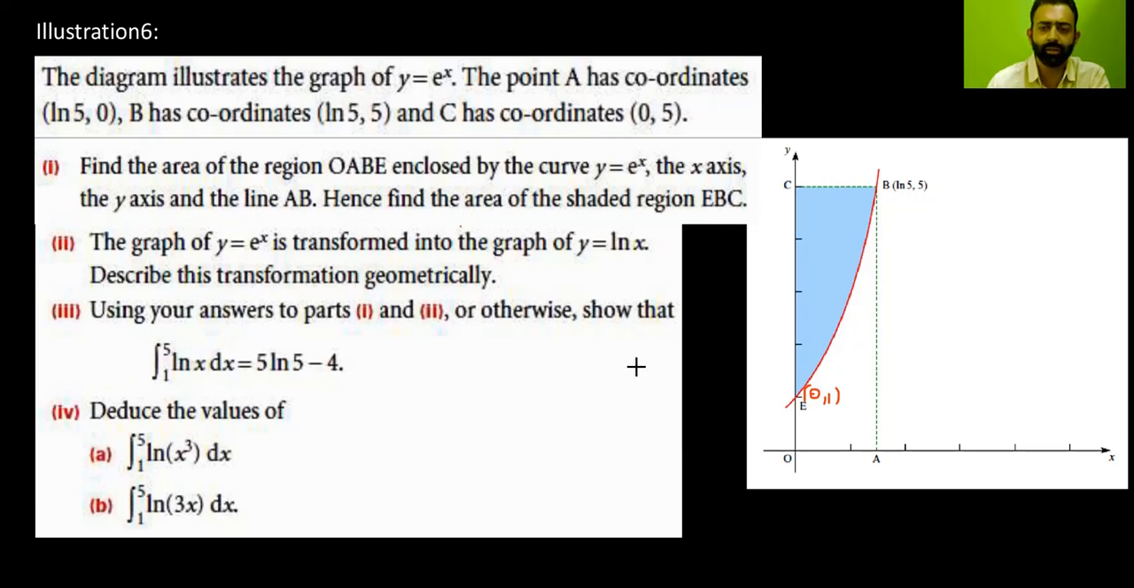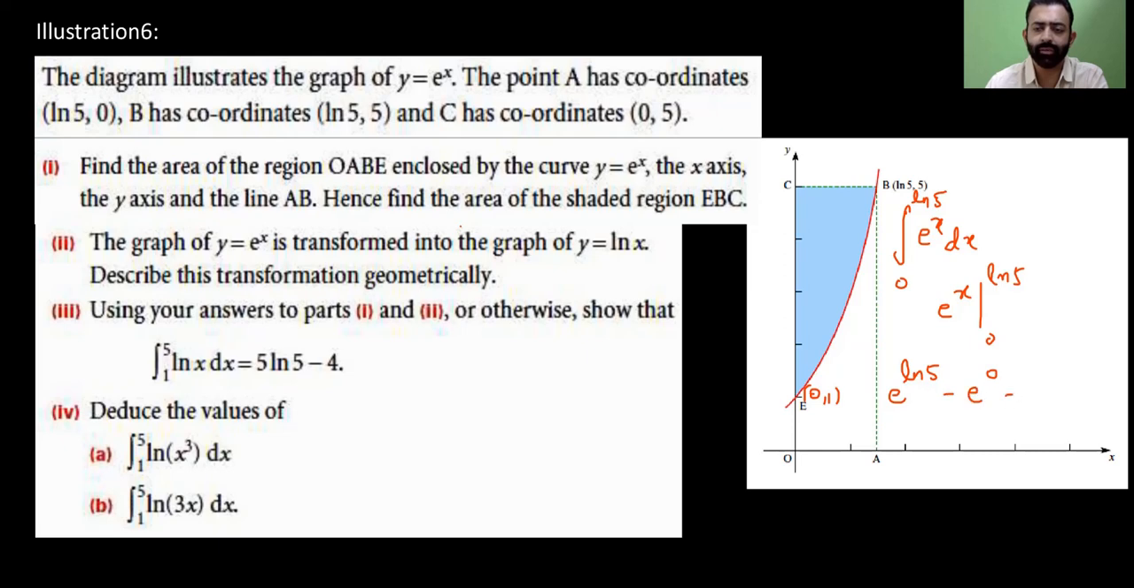By integrating this function. Integral of e raised to power x dx from limits: x value here is 0 and here the x value is ln 5. So 0 to ln 5, I need to integrate this. Okay, so e raised to power x integral is just e raised to power x. Putting the limits from 0 to ln 5, I will get upper limit as e raised to power ln 5 minus e raised to power 0.